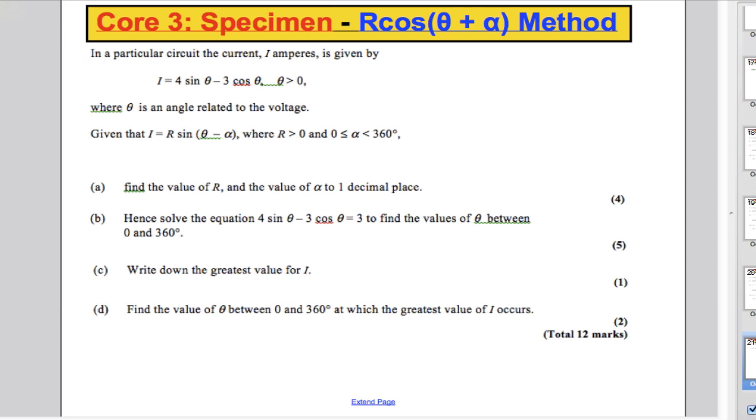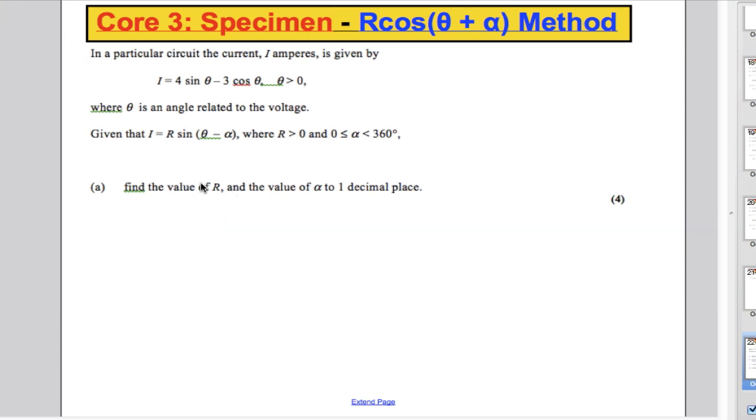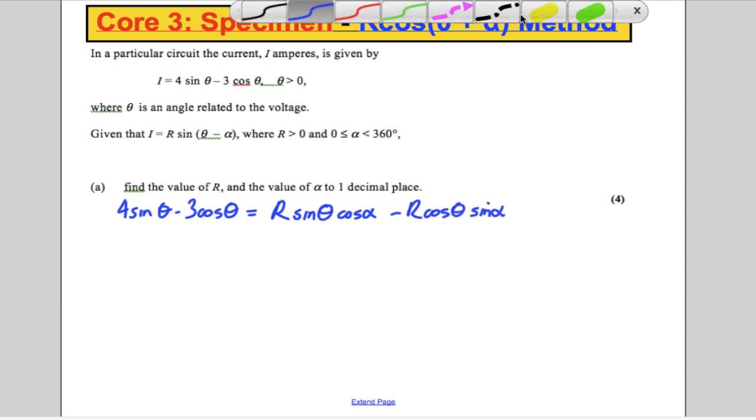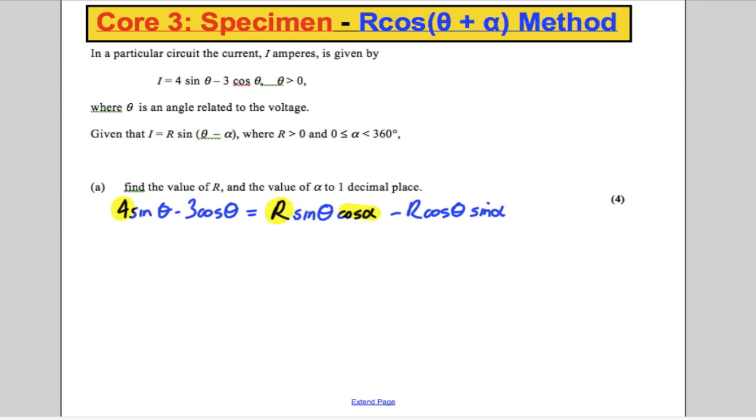Okay, let's do part A. As always, this is the same type of question. We are saying that 4 sine theta subtract 3 cos theta can be written in the following form: r sine theta cos alpha subtract r cos theta sine alpha. That's using the addition formula given to us in the formula booklet. Therefore 4 is equal to r cos alpha and 3 is equal to r sine alpha.